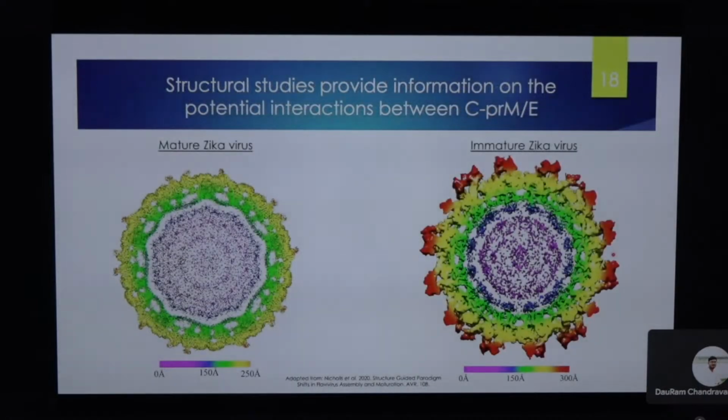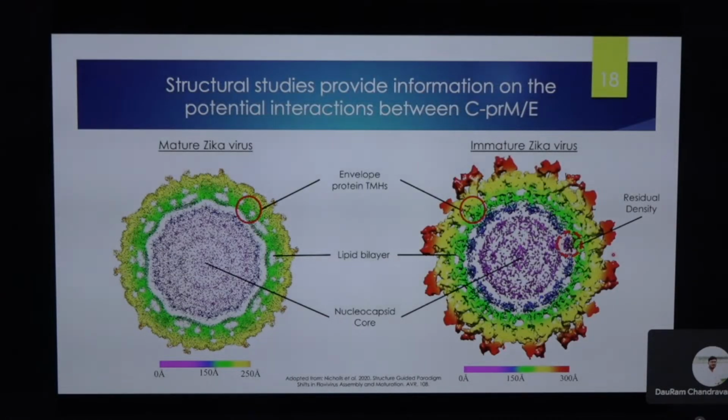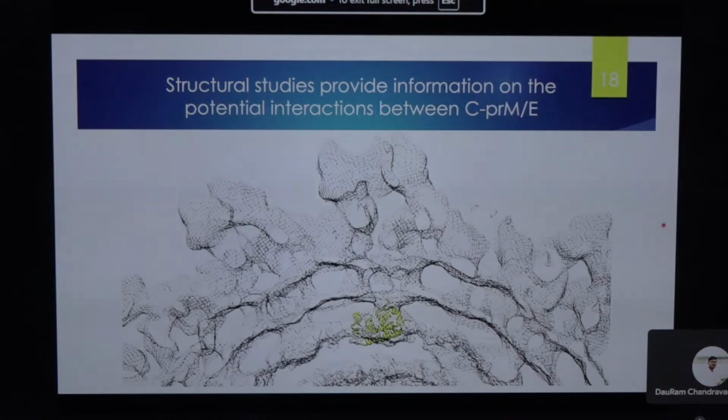And so some previous structural studies from my lab have shown that both the mature structure of Zika and the immature structure of Zika show a lot of similarities. We have our envelope protein transmembrane helices, the lipid bilayer, and even the nucleocapsid core shown in magenta. However, in the immature structure published in 2017, we were able to see for the first time this leftover density, some density here that wasn't showing up in the mature structure and hadn't shown up in any of the previous immature structures either. And so what was this residual density? So my job was to look into this phenomenon.